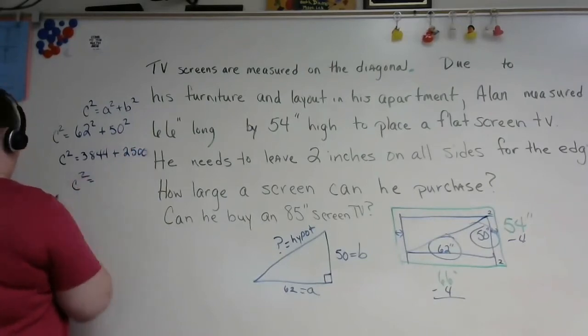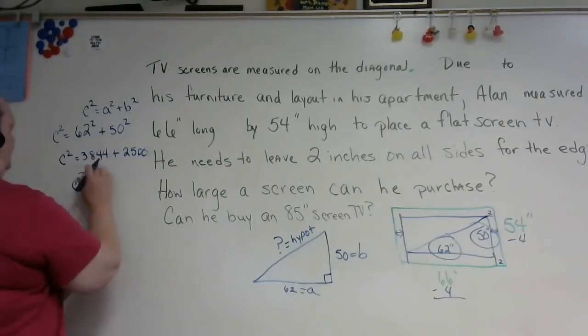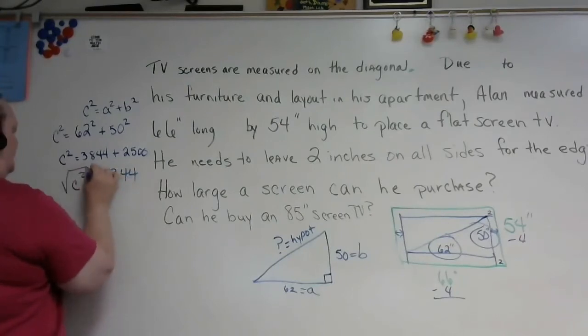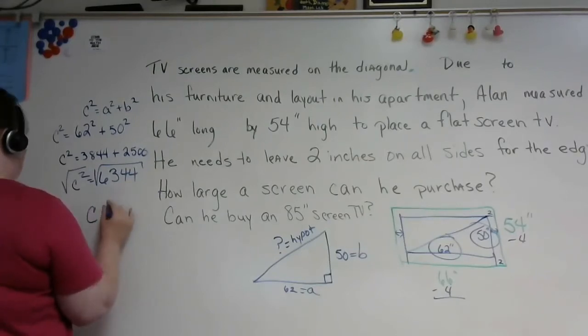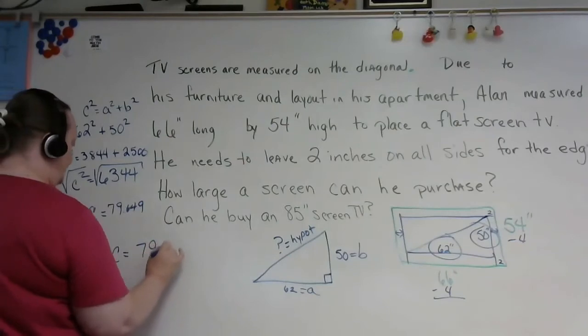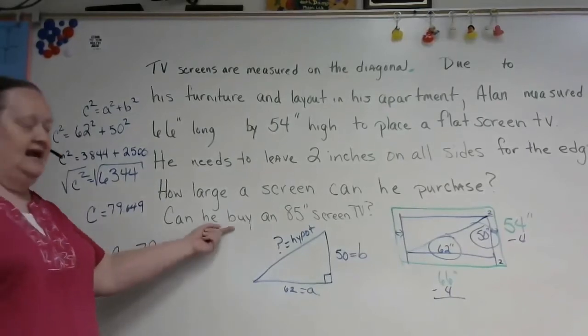So c squared is 3844 plus 2500, which is 6344. And then remember, we take the square root of both sides. And the square root of 6344 is 79.649. So we can buy up to a 79.6-inch screen. So can we buy an 85-inch screen?